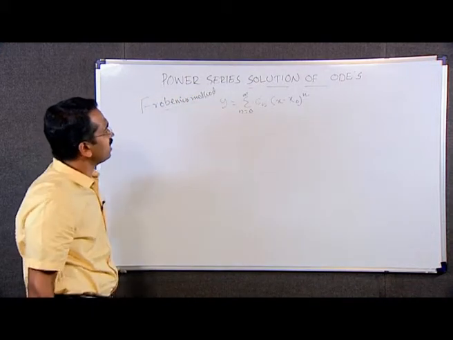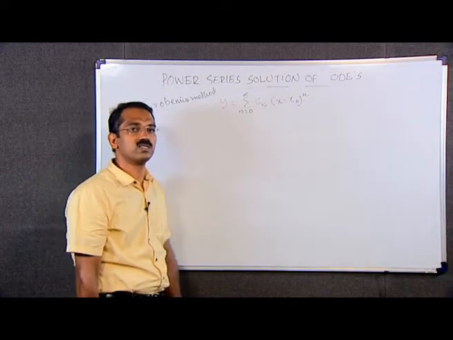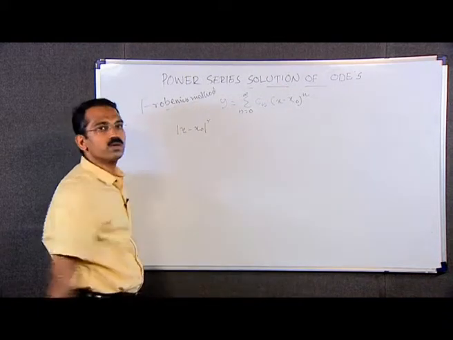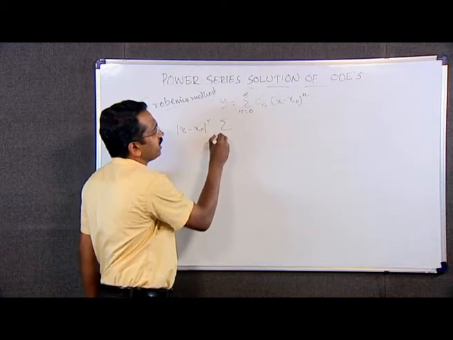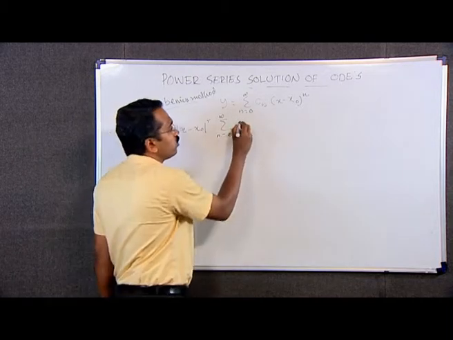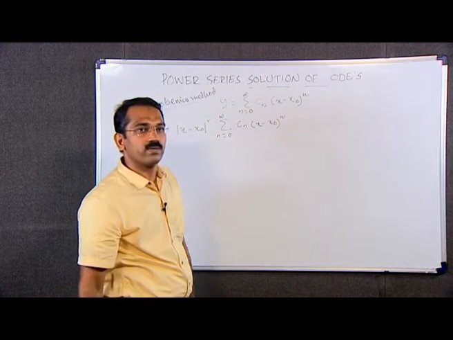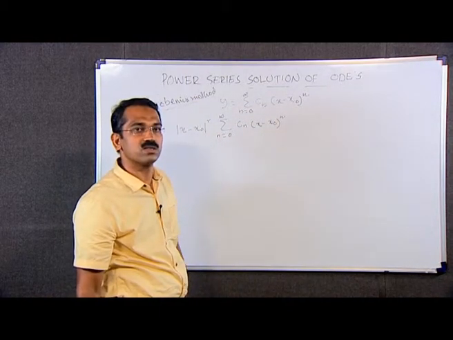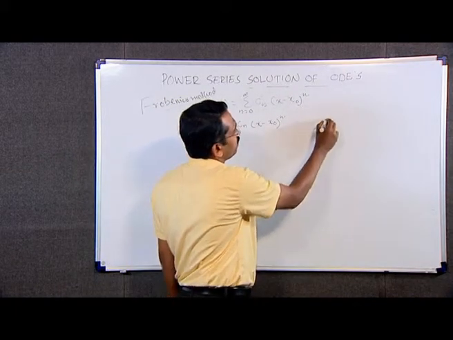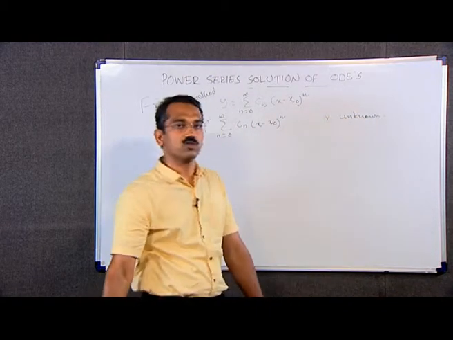This is a generalized power series method. In this method, we consider a series of the form modulus of x minus x naught raised to r into summation n varies from 0 to infinity Cn into x minus x naught raised to n, which is known as Frobenius series. Here r is an unknown constant to be determined.